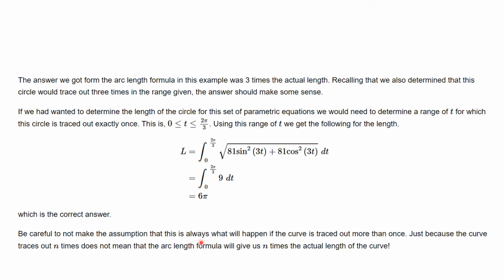Now, be careful not to make the assumption this always will happen if a curve is traced more than once, because sometimes what will happen when a curve is being traced, you will end up with dx dt being not positive but negative, changing signs. So you have to be careful. Just because the curve is traced out n times does not mean the arc length formula will give you n times the actual length of the curve.